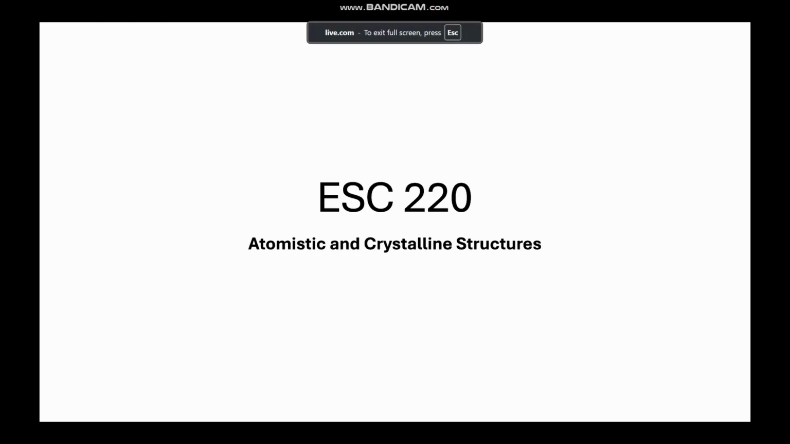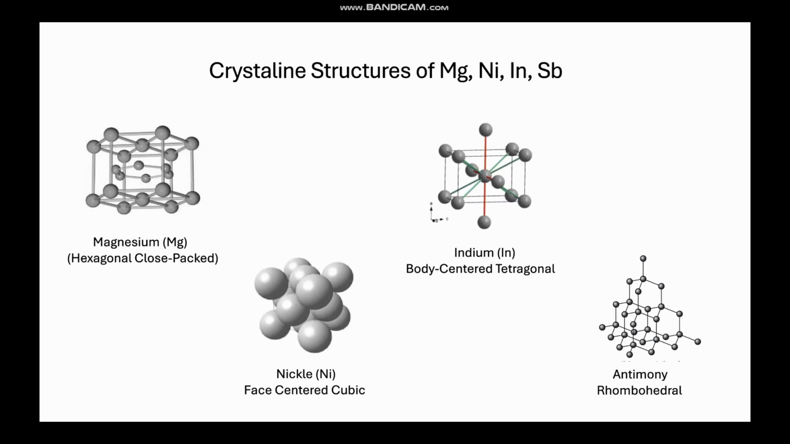Today we're going to be talking about the crystalline structure of four different elements. First element is magnesium, which is hexagonal close packed. The second one is nickel, which is face-centered cubic. The third element is indium, body-centered tetragonal, and the fourth element is antimony, rhombohedral. Magnesium and nickel form magnesium nickel, and indium and antimony form indium antimonide.